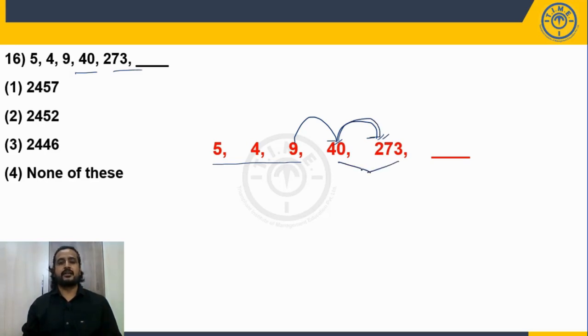40, 273. Maximum it goes 7 times. 7 times 40 is 280. What is the number given here? 273. So what I can say? Into 7 minus 7. Okay. 9 and 40. You can write like into 4 plus 4. 9 times 4 is 36 plus 4. Or you can write into 5 minus 5. Let's see which is the right one. We'll go ahead with the remaining numbers and we'll confirm it. Into 5 minus 5. 4 and 9.